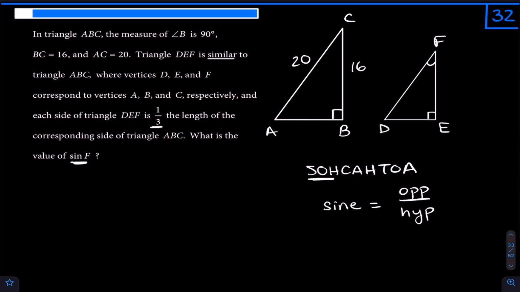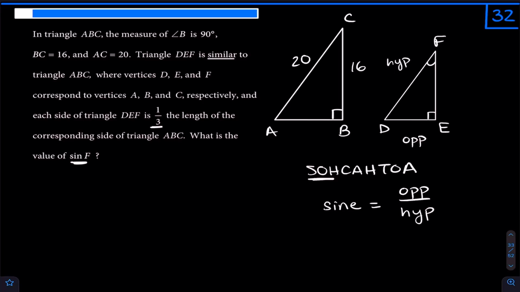And looking at the angle F here in triangle DEF, what side is opposite to F? Well, it's DE. So this is the opposite side that we need. And where's the hypotenuse of triangle DEF? Well, the longest side is over here. It's this guy right here. So now we have the opposite side and the hypotenuse labeled. And so all we need to do is find the lengths of these sides. But how do we get there?